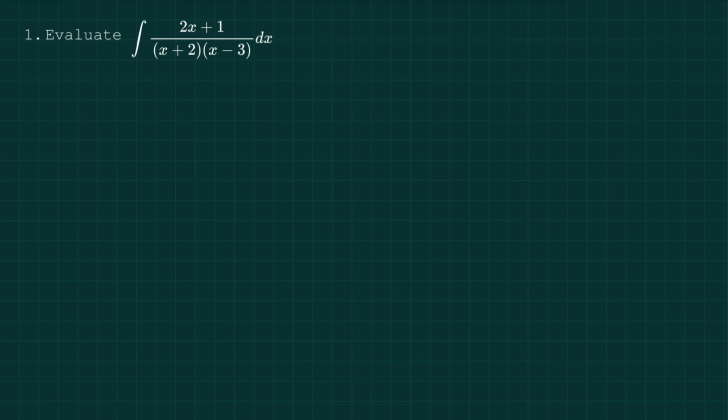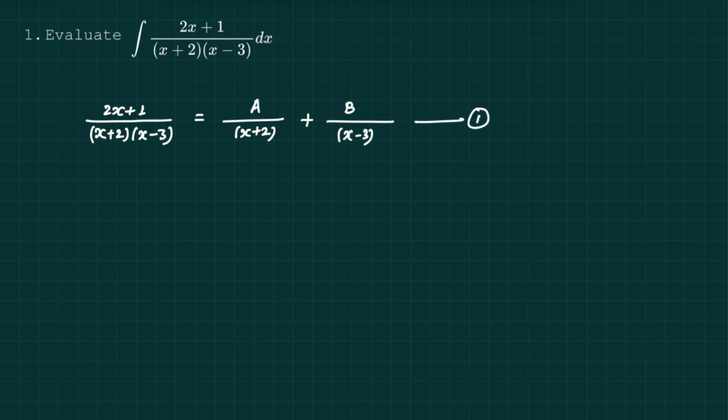For that, let us write the given function, that is (2x + 1) by (x + 2)(x - 3). So here we will try to break this function into two parts. We first write the two expressions from the denominator, that is x + 2 and x - 3, and here we will assume any numbers A and B. Let this be equation 1, and we try to find the values of A and B. In this way we will split the given function.